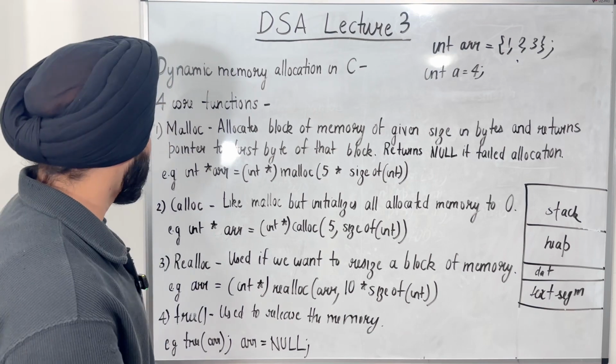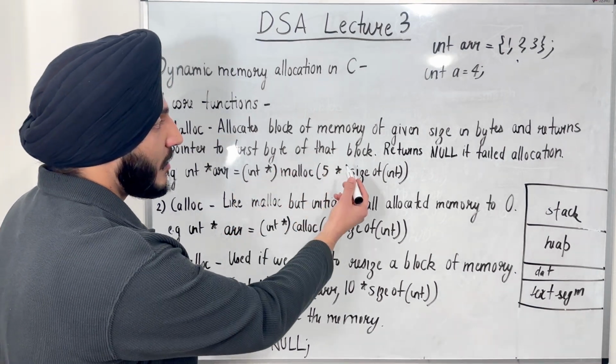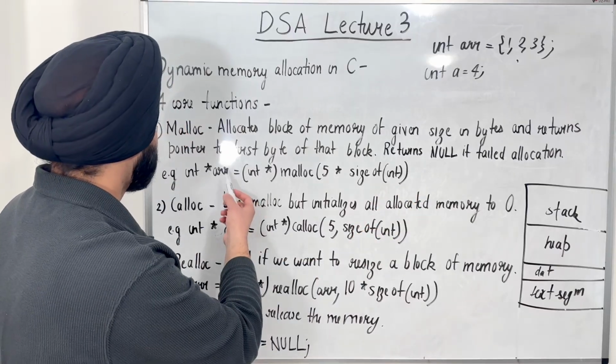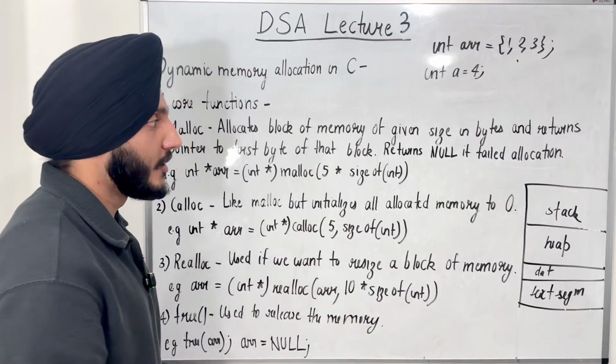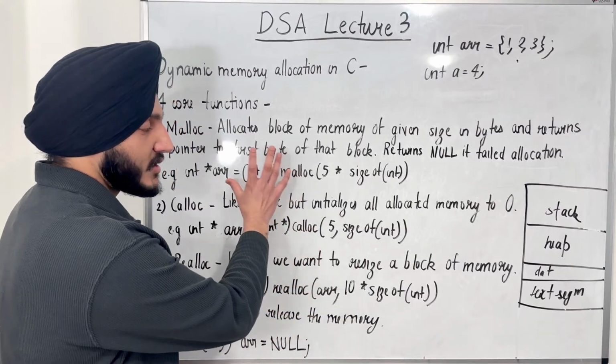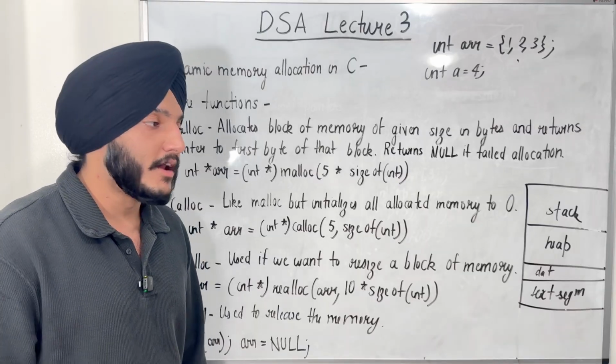Okay, let's try to understand what is malloc. It basically allocates a block of memory of a given size in bytes and returns the pointer to the first byte of that block. Returns null if failed allocation. So this is just a very basic one. Whenever you're going to dynamically allocate memory, I'll try to give you an example.